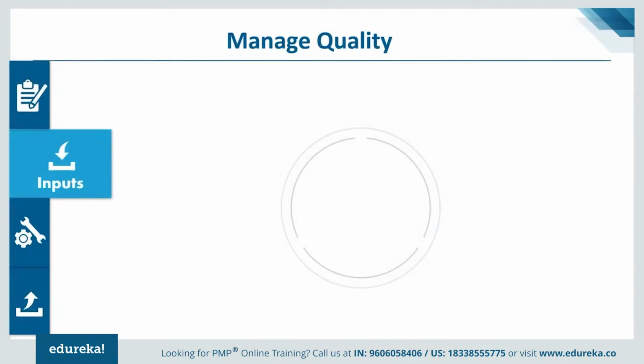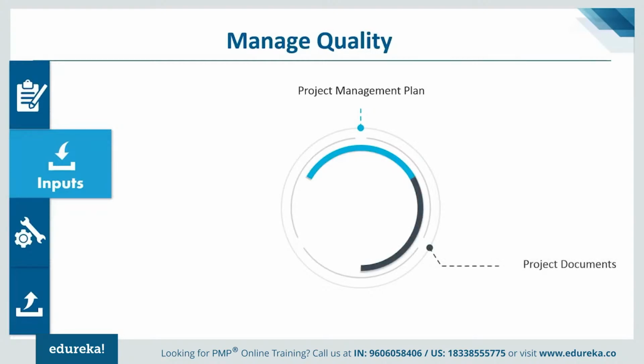So let's start talking about inputs to manage quality. And we'll, of course, talk about the first input, which is the project management plan in itself. Now, what will come out of the project management plan is the quality management plan, because the quality management plan is the subsidiary management plan, which is a part of your project management plan. So that will come in project documents.